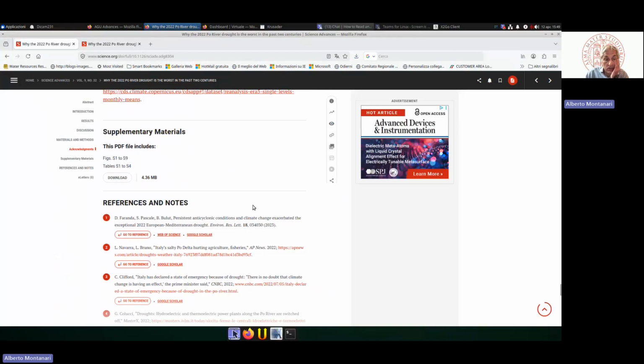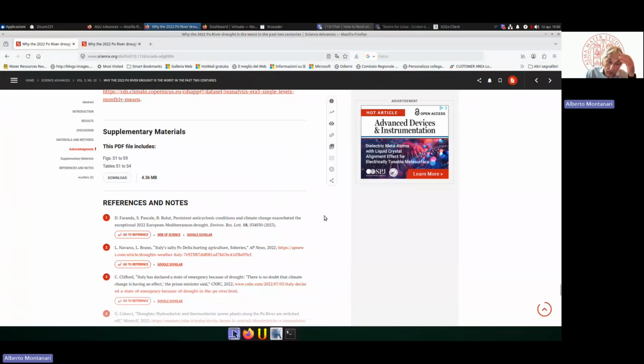As I said, they are ordered here in the order in which they are cited in the text. And here you have all the details for finding these references in Google Scholar, Web of Science. Web of Science is another repository for scientific publications, besides Google Scholar.